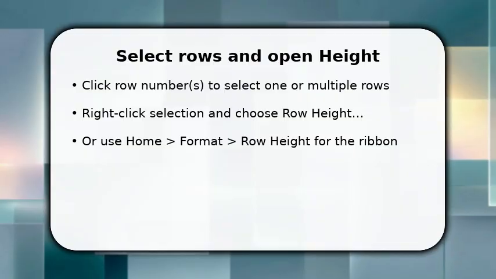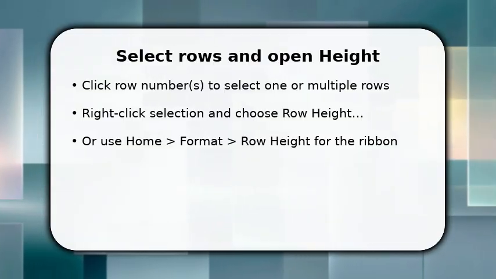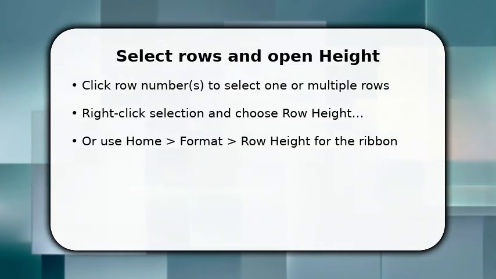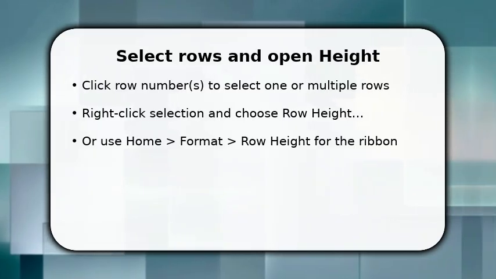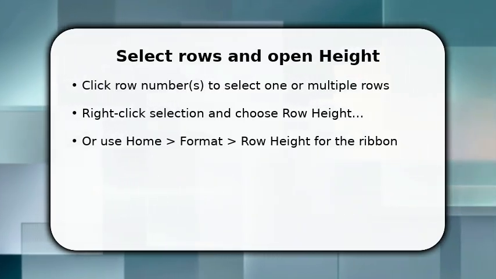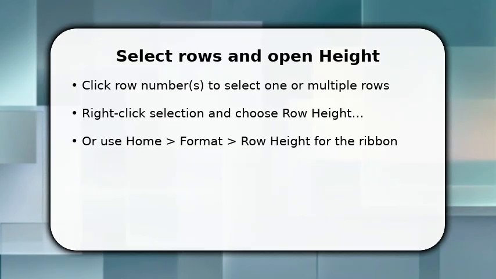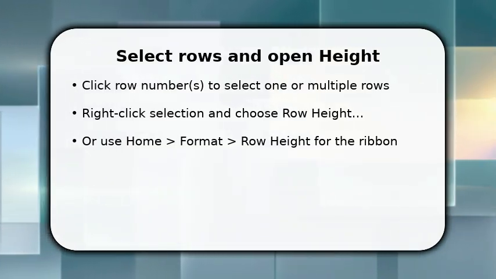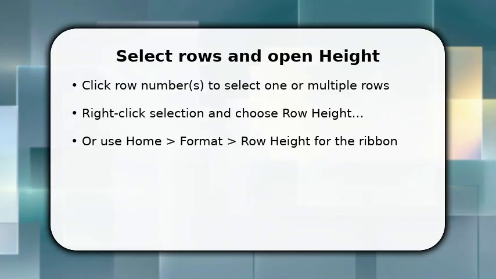Enjoy the video. You start by selecting the row or rows you want to change. That selection tells Excel exactly where to apply the new height. Once done, right-click the row header and pick Row Height, or go to Home, Format, Row Height if you prefer the ribbon. This opens a small dialog where you type a numeric value.